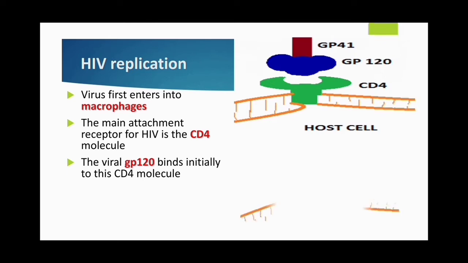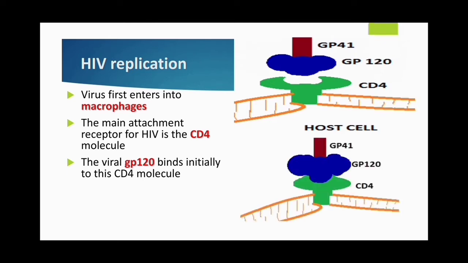In the next diagram, we can see the binding occurs between CD4 and GP120. So listen, viral GP120 binds initially to this CD4 molecule, which then triggers a conformational change in the host cell envelope that allows binding of another co-receptor, which is required for the fusion between the virus envelope and the cell plasma membrane.